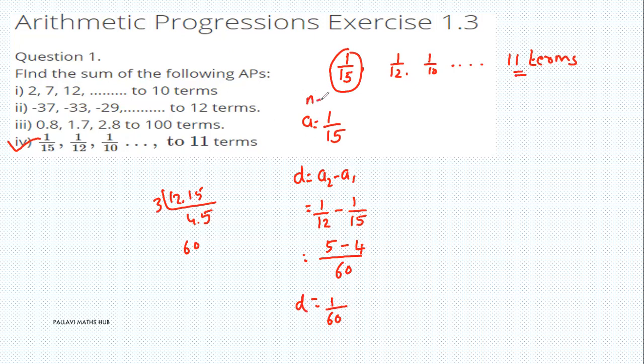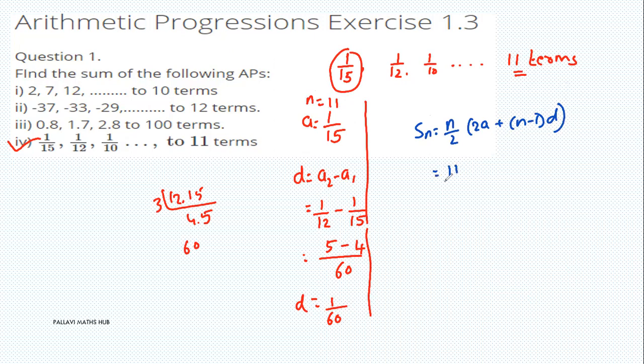Up to 11 terms means the value of n is 11. You need to find the sum of this up to 11 terms. The formula is Sn equals n by 2 into 2a plus n minus 1 into d. Substitute the values: n is 11 by 2 into 2 into the value of a, 1 by 15, plus n minus 1, which is 11 minus 1, into d, which is 1 by 60.